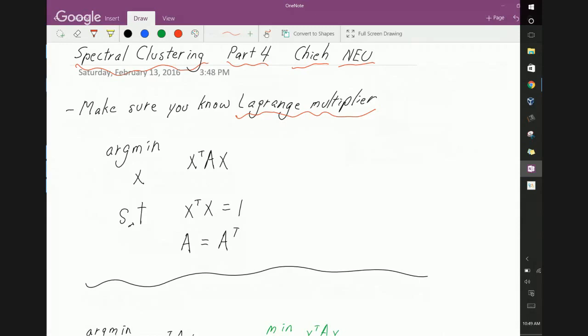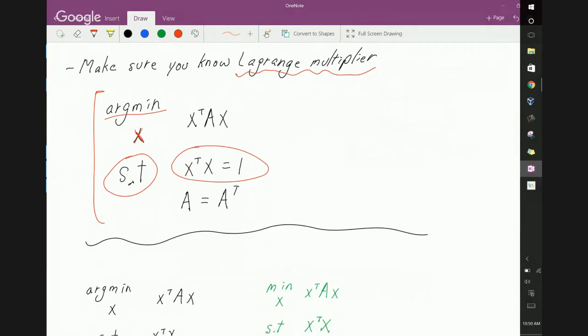But in any case, in today's problem, we're doing an extension of Lagrange multipliers in matrix format. So now we want to find the minimum. We want to find the x vector that minimizes this whole expression. That's what this says. We want to find the argument x that minimizes this whole expression, subject to the constraint of x transpose times x is equal to 1.